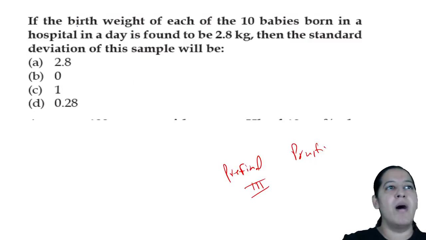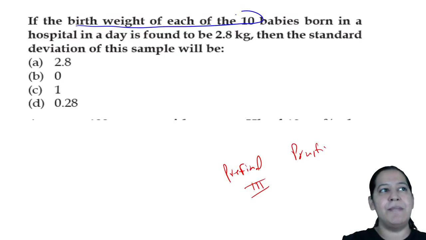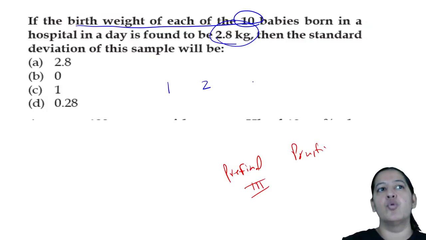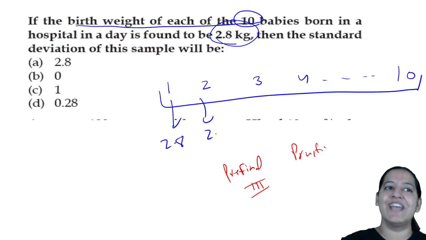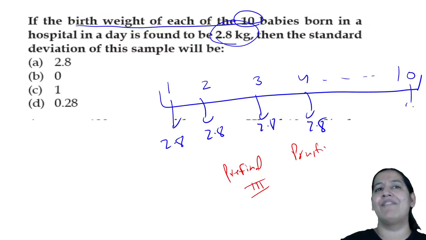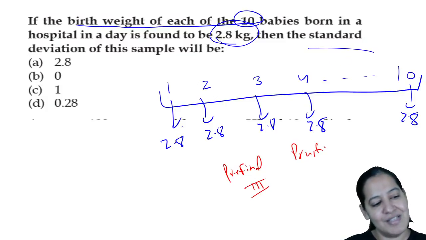If the birth weight of each of the 10 babies born in a hospital on one day is found to be 2.8. So 10 babies are born: baby number 1, baby number 2, baby number 3, baby number 4, and so on till baby number 10. Coincidentally, every one of them has a birth weight of 2.8. What is the standard deviation in this scenario? Who will tell me the standard deviation?